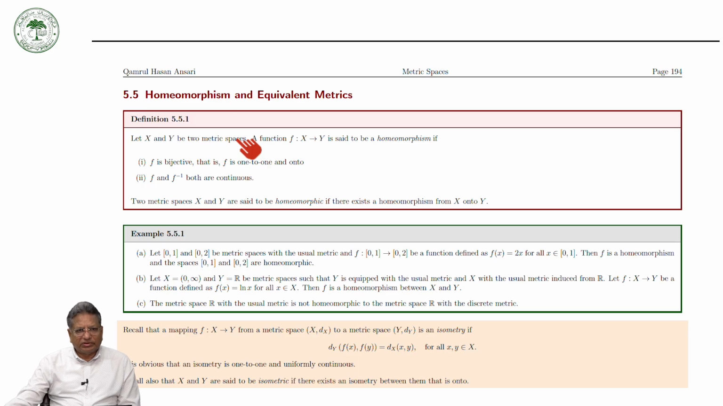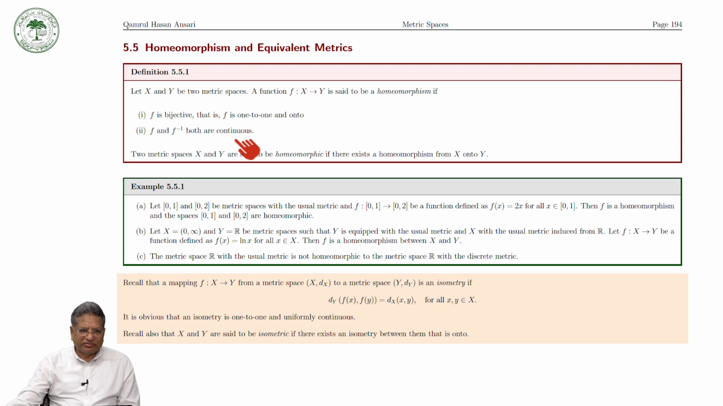It was all about the uniform continuity of a function. Now, let us see another concept which is called homeomorphism, and equivalent metric spaces. So, homeomorphism means if you have a function f from a metric space X to a metric space Y, then this function is called a homeomorphism if it is bijective, that is, if it is 1-1 and onto, and the function is continuous and its inverse is also continuous.